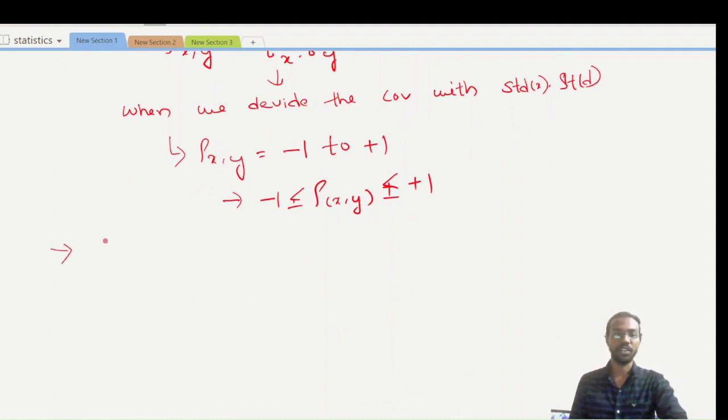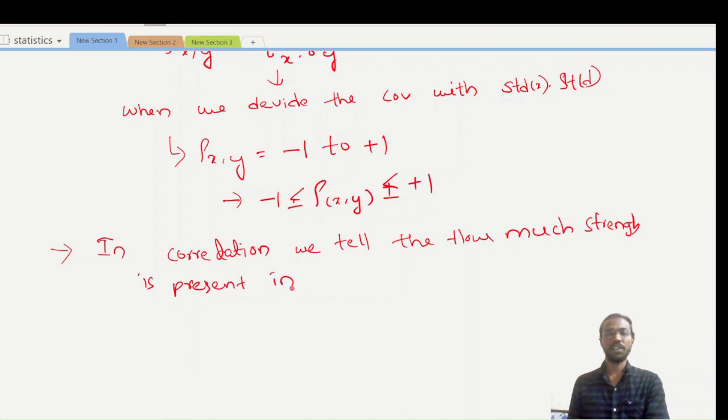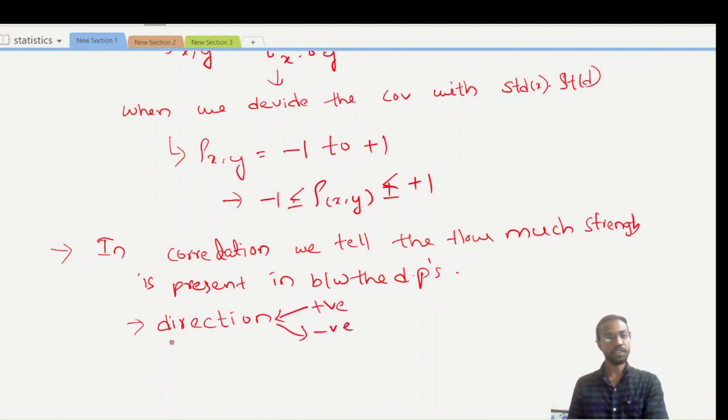Here in correlation, we tell how much strength is present between the data points. Covariance won't tell us this. It also tells us the direction of the data points, meaning either it has a positive direction or a negative direction. In correlation we solve the drawbacks of covariance.